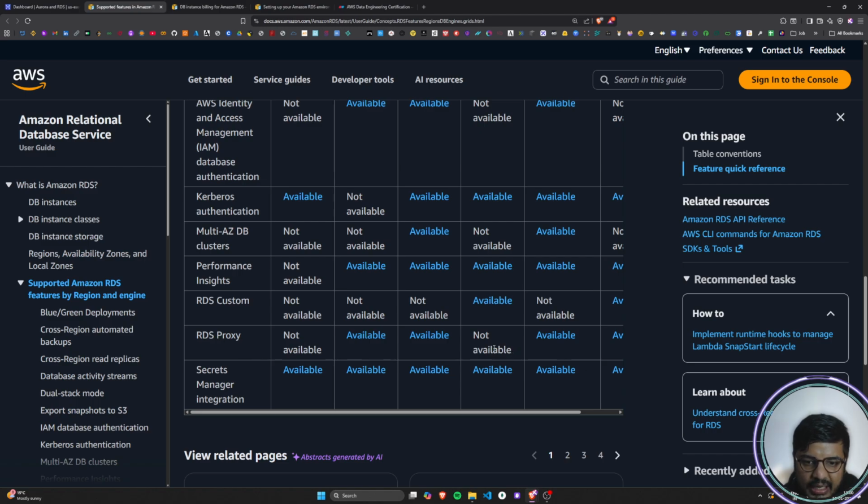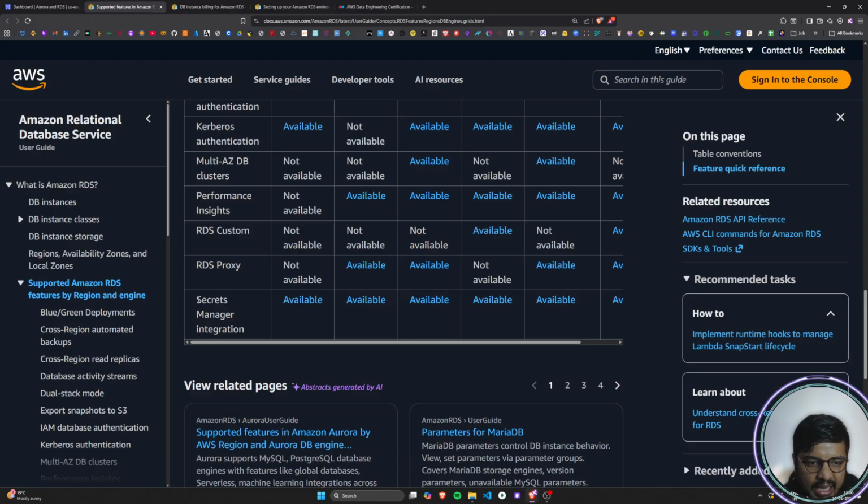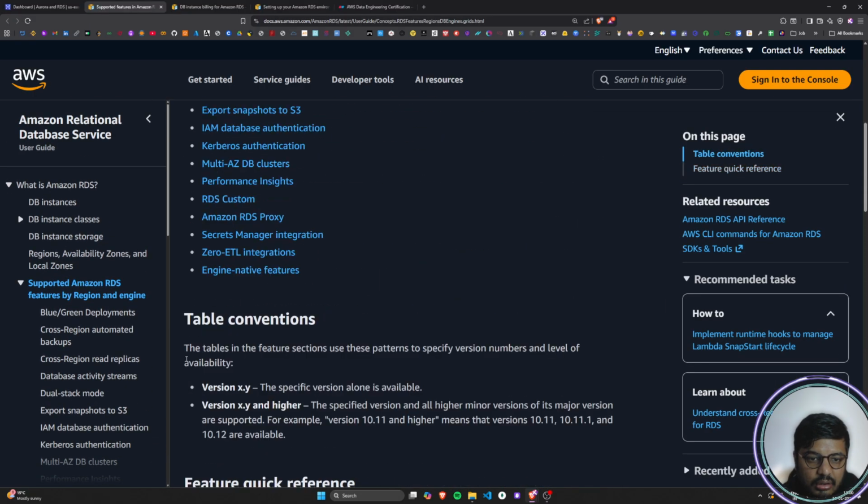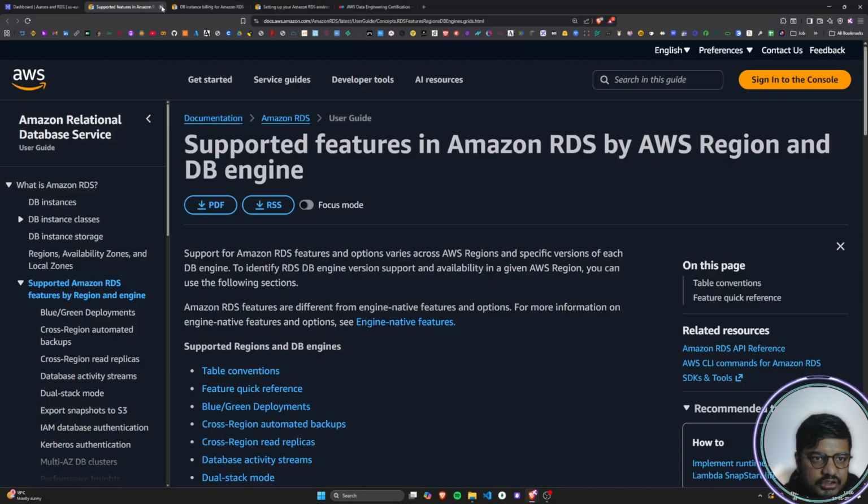RDS proxy, right? For DB2 and for Oracle, it's not available. It's available for the rest of it. And Secrets Manager integration, right? It's available for all the database engines that are present in DB2. Okay, cool.